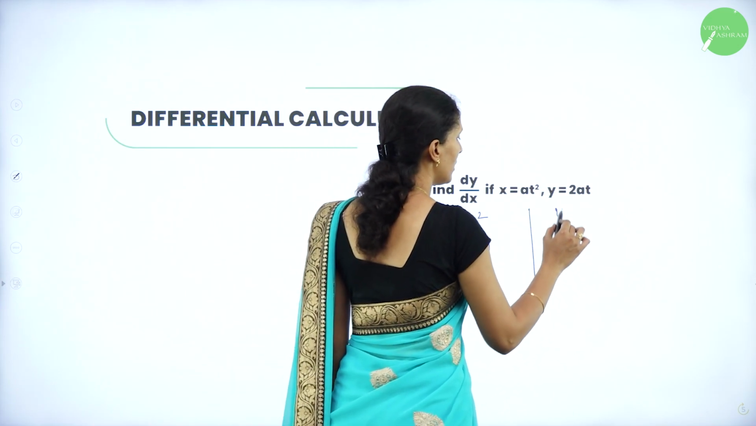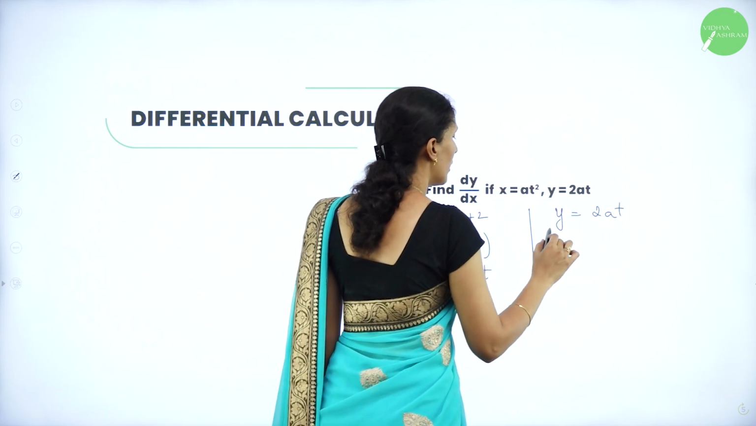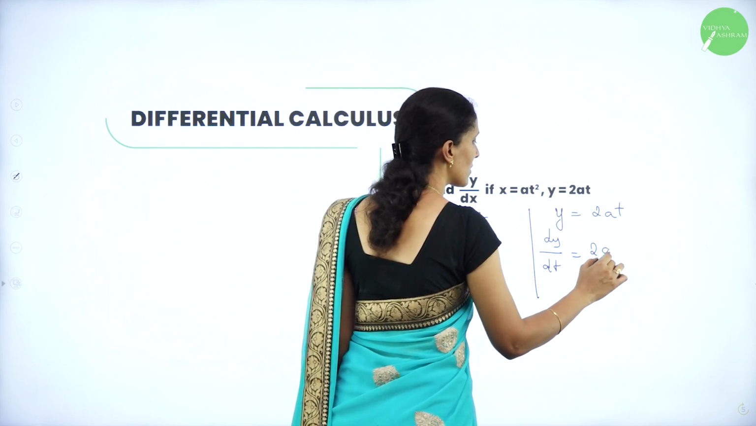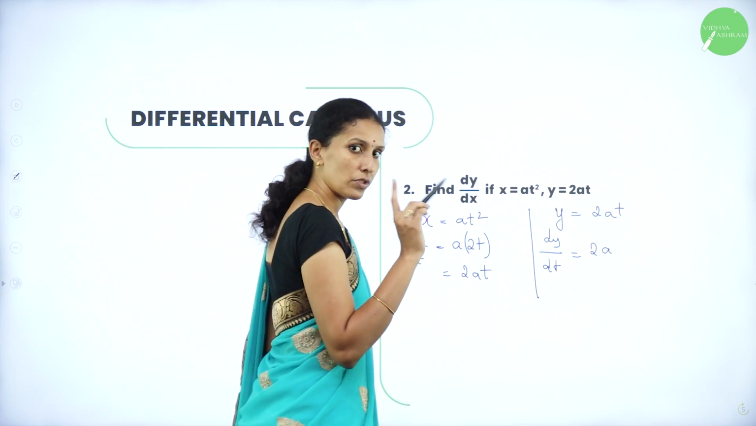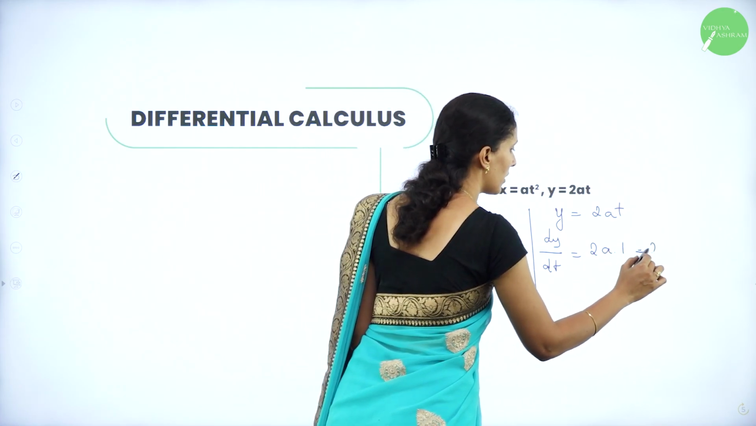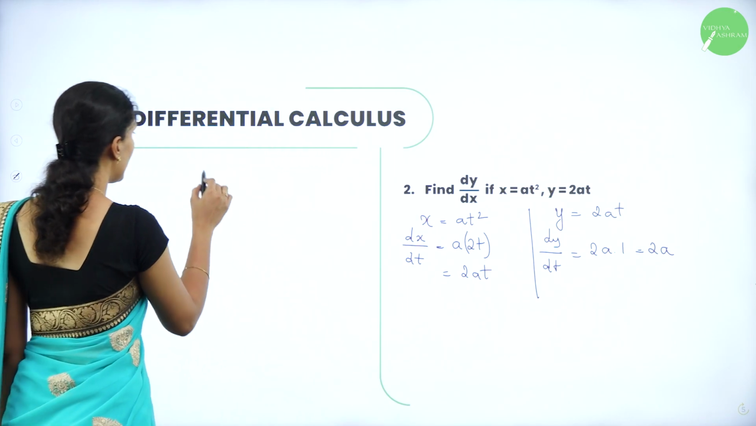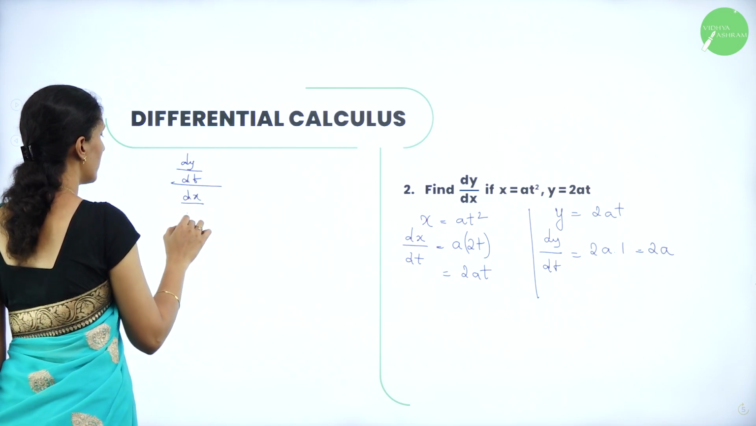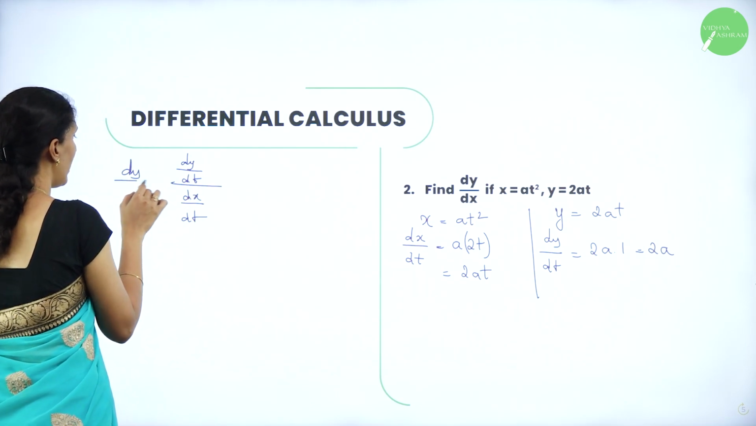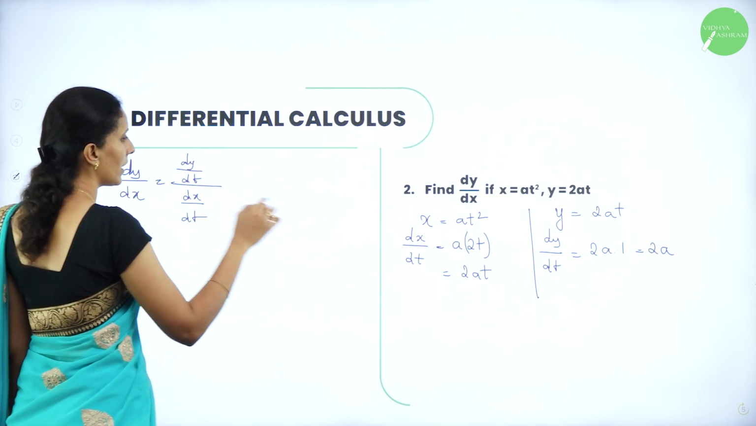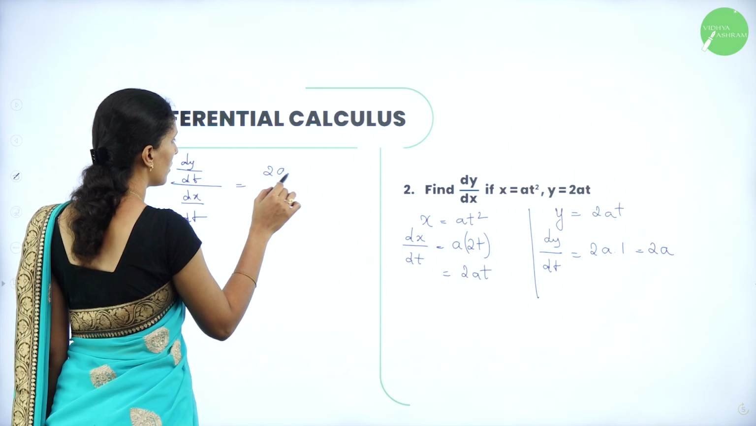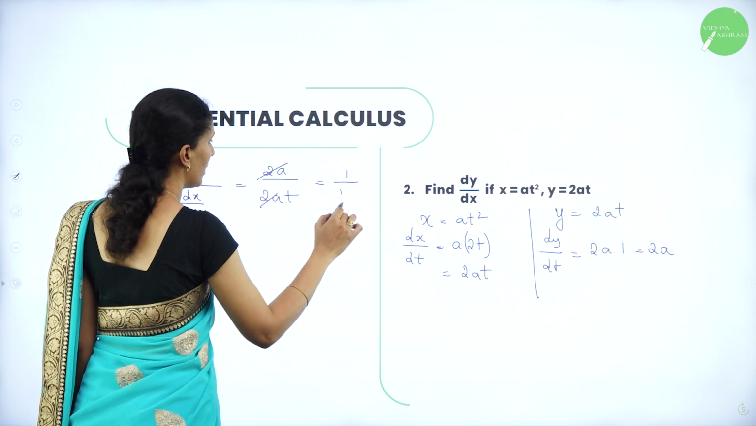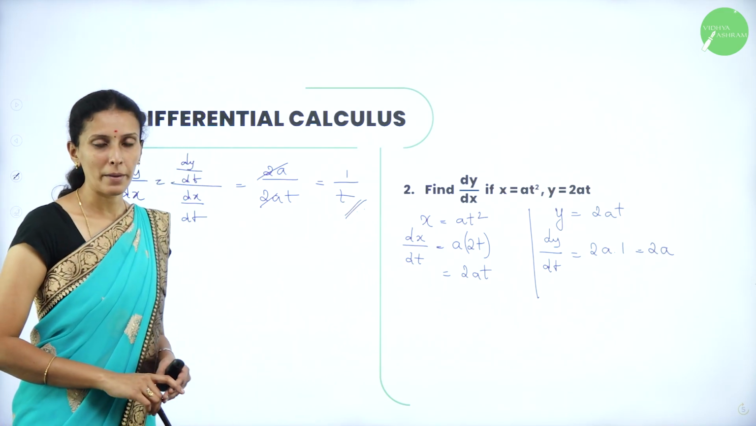And let me take y here. y is 2at. Differentiation of y with respect to t: 2 is constant, a is constant, differentiation of t with respect to t is 1. So the answer is 2a. Now we will calculate dy by dt over dx by dt, which gives our dy by dx. What is dy by dt? That is equal to 2a. And dx by dt is 2at. So if you cancel, it is 1 by t. So the answer is 1 by t.